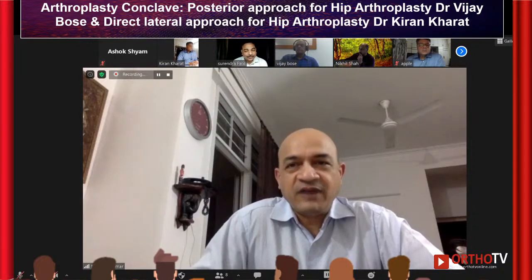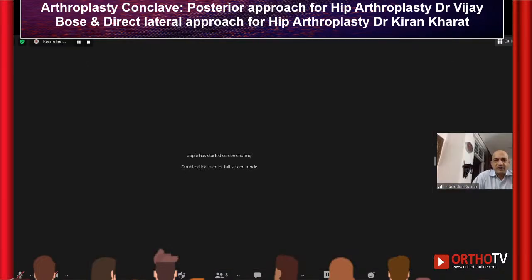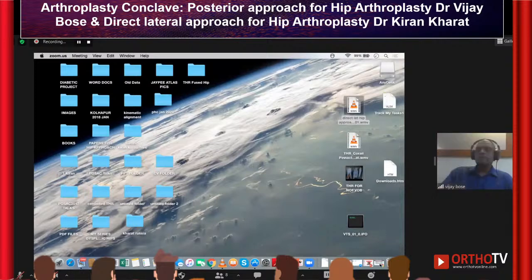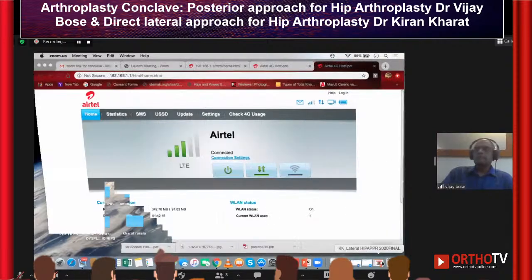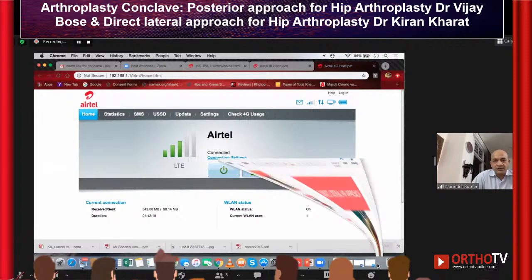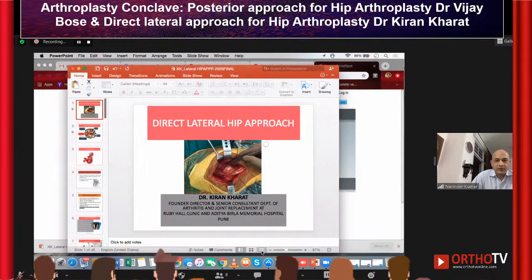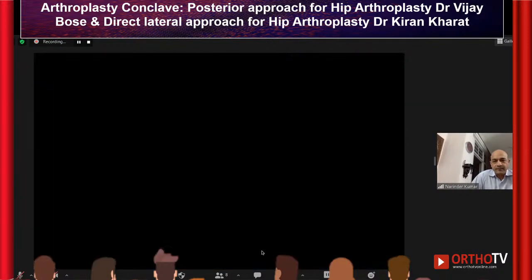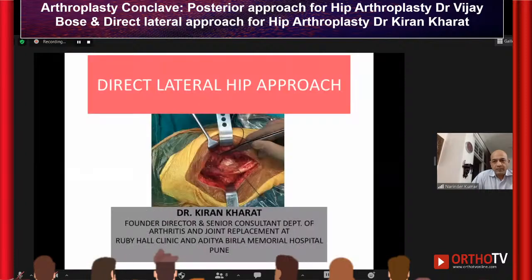Vijay, a lot of times we have to increase the horizontal and vertical offset of the hip. At that time, it's quite tough to close the capsule posteriorly. What's your approach to close the capsule at that time? Well, if it cannot be closed, then obviously that's fine. We just leave it like that.